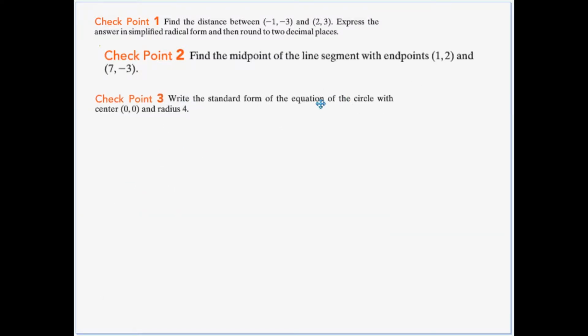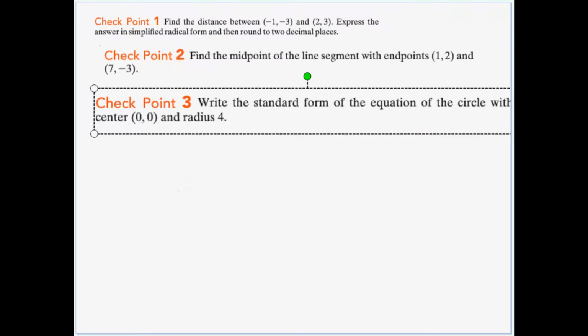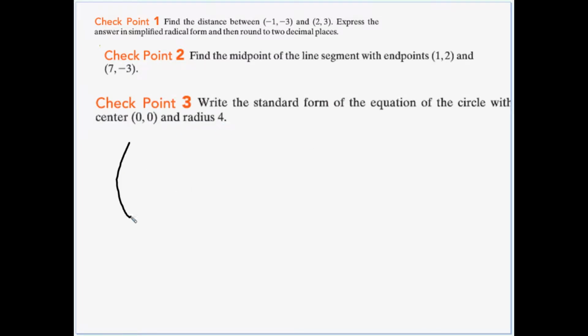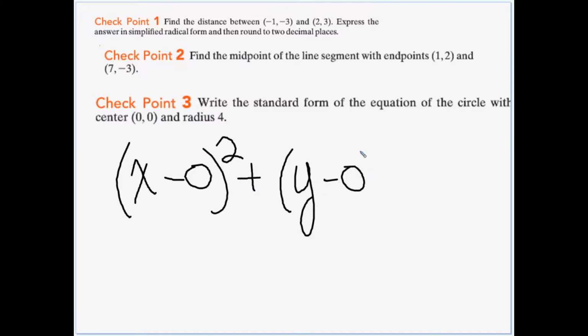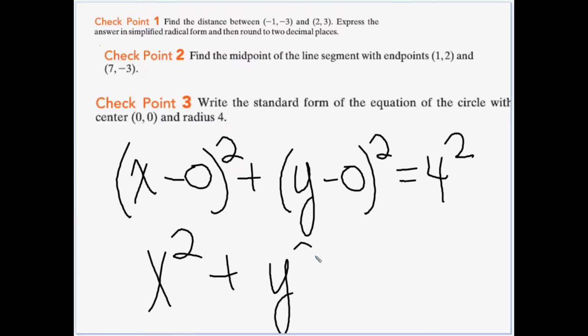Number 3, equation of a circle centered at the origin, radius 4. So if you went through the full song and dance, (x - 0) quantity squared plus (y - 0) quantity squared is equal to 4 squared. So that becomes x squared plus y squared is equal to 16.